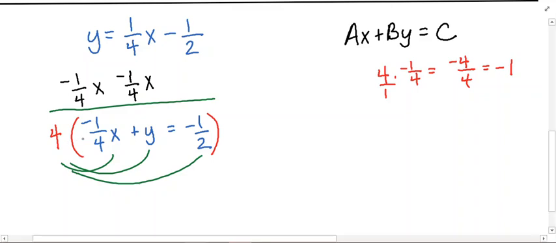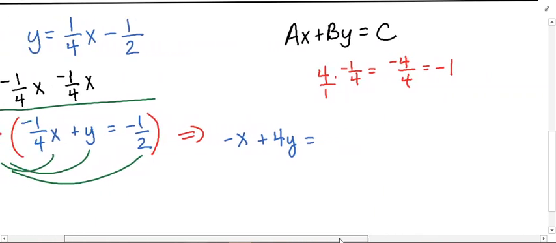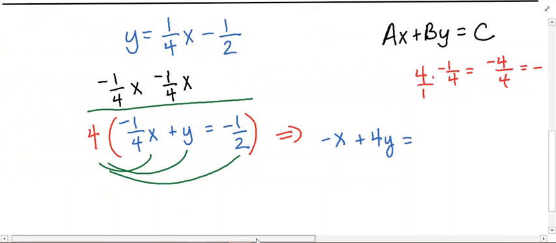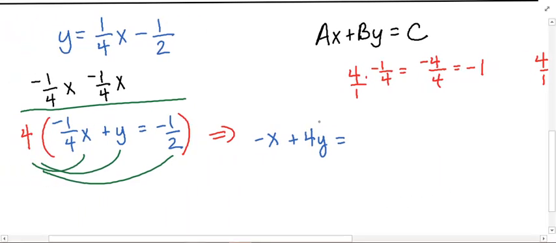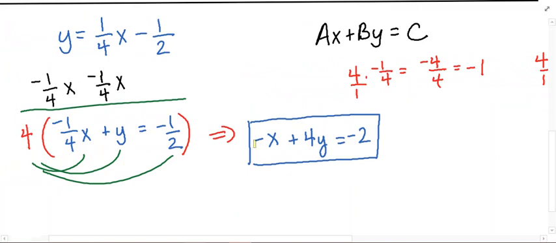This first piece, 4 times negative 1/4 x, is going to turn into negative x. And then distribute the 4 to the y, so that's going to be plus 4y, equals. The last thing you've got to do is 4 times negative 1/2. Again, put the 4 over 1, multiply across the top and across the bottom. That's going to give you negative 2. So this is the other way you could express the answer, and this is general form.